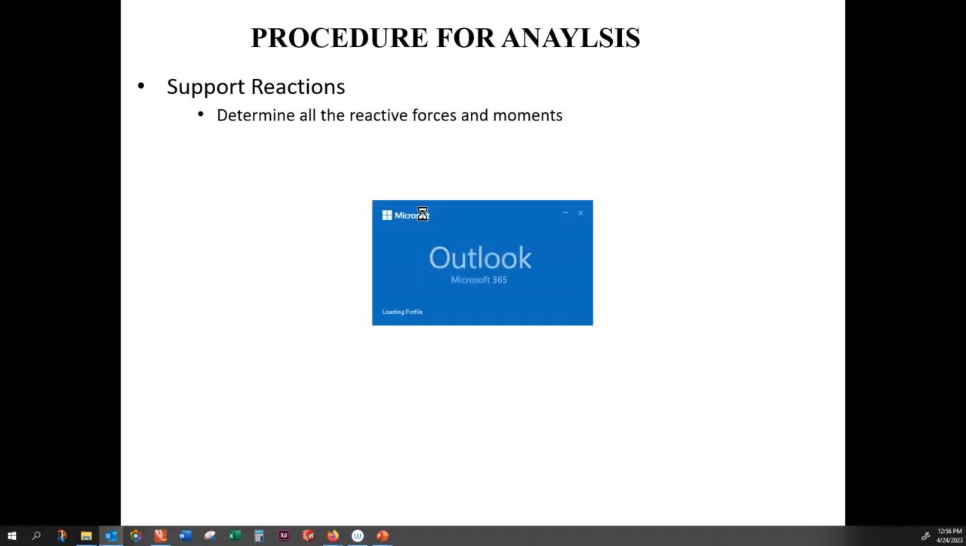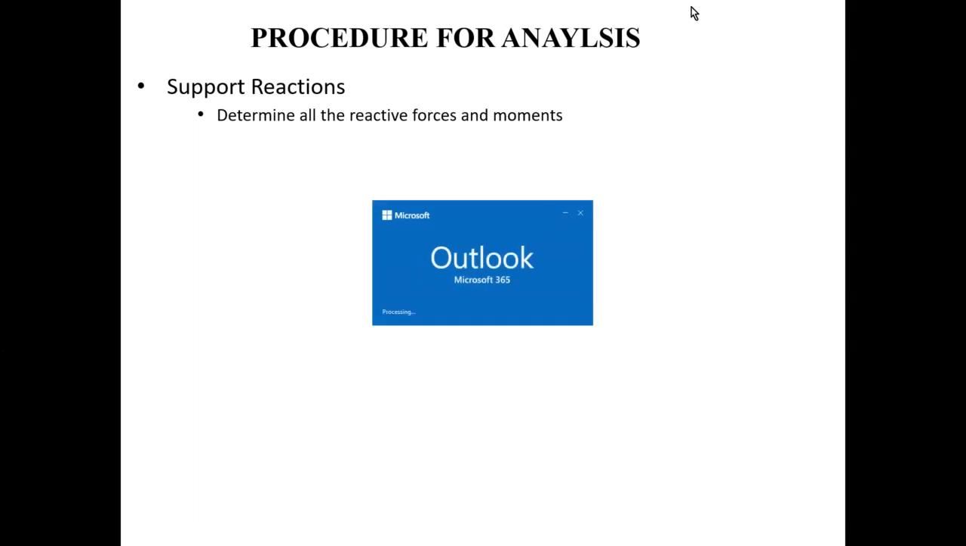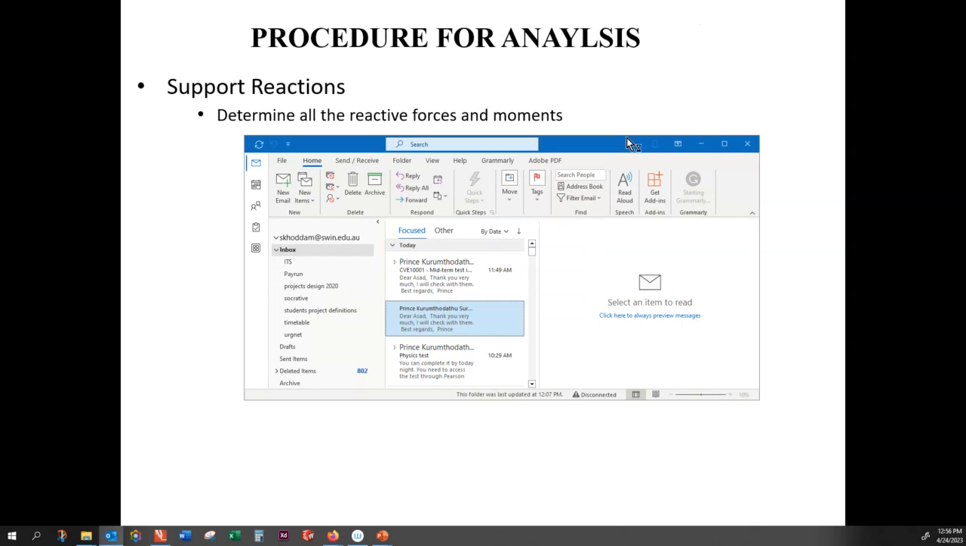And let's start with the procedures of analysis. Given a beam, let's find out the internal forces or internal load inside the beam structure. The first step is we have to find out the support reactions. And finding support reactions, in many cases, requires you to convert the distributed loads into the point load, in order to find the reactions. This is most of the cases.